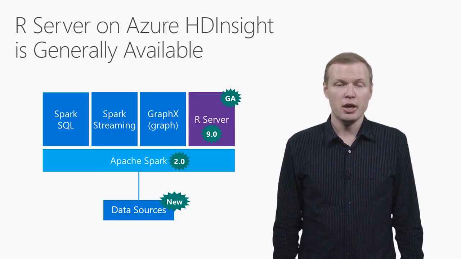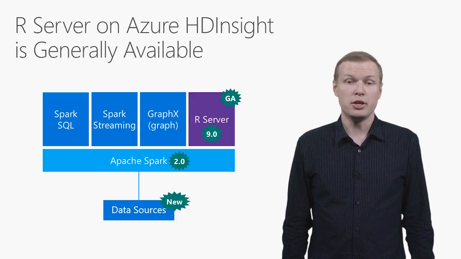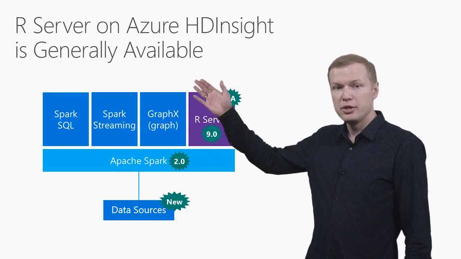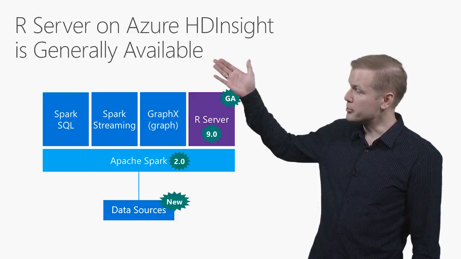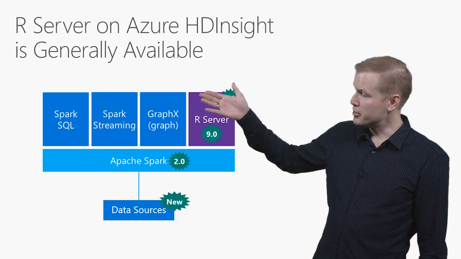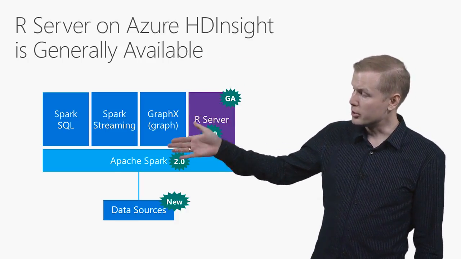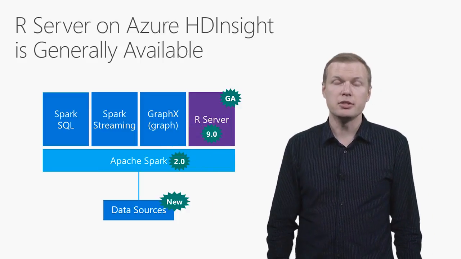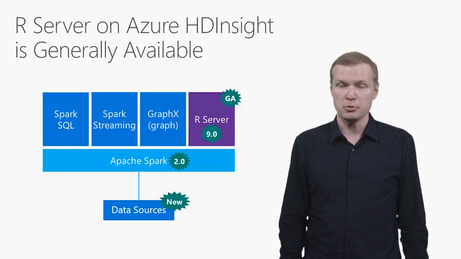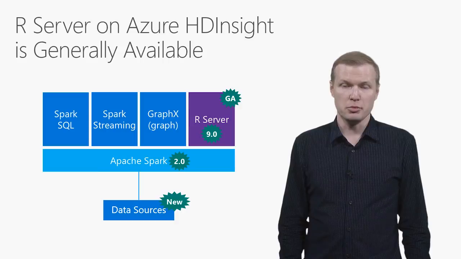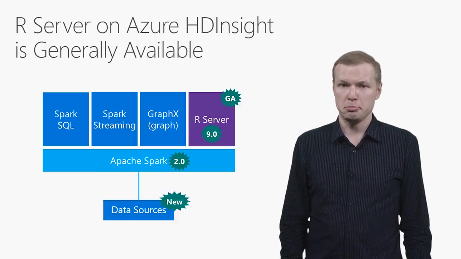In addition to that, we also released a new version of R Server. Version 9.0 is upgraded to use the latest version of Spark, Spark 2.0, which also provides new direct connectivity to Spark data sources. The latter is a highly anticipated feature by our customers, which connects the world of R programs to the world of Hadoop data formats.